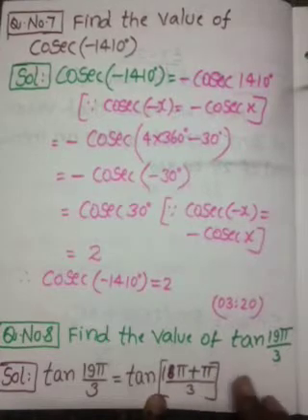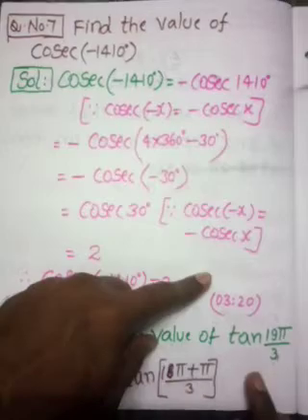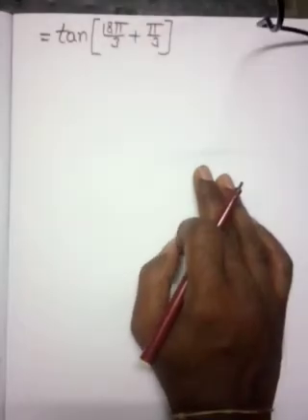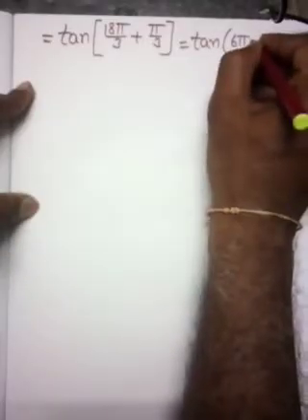Understood this part, my children? Numerator part. Right. Now we split into two fractions. Okay? This is equal to 18 pi by 3 plus pi by 3. Understood? We have split into two fractions. Then this is equal to tan of 3 1s are 3, 6s are 18, that means 6 pi plus pi by 3. So we get the first term as 6 pi, and the second term is pi by 3.